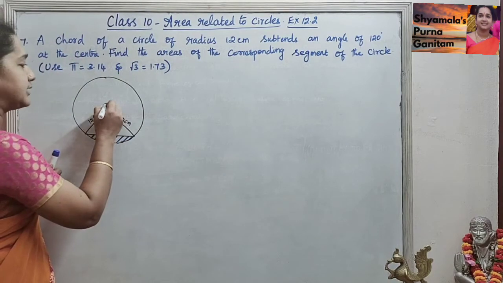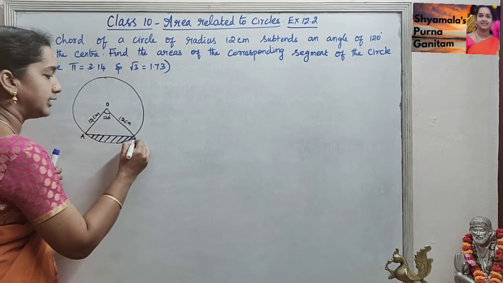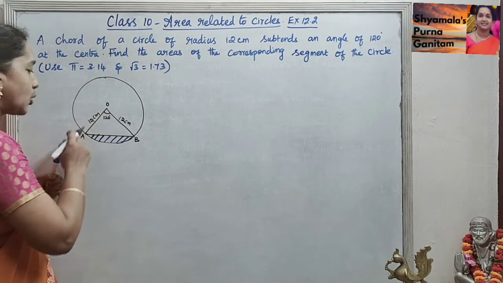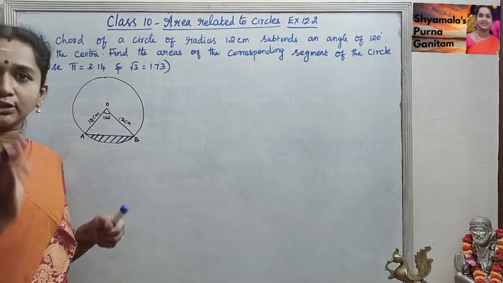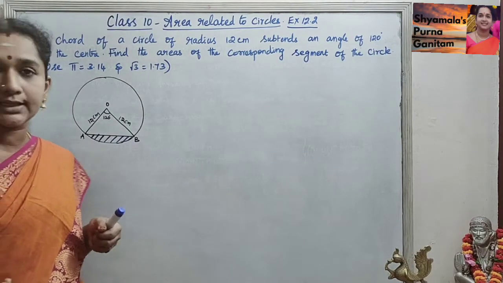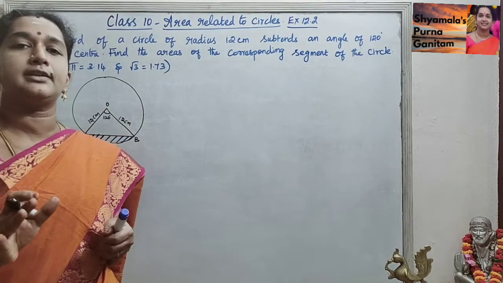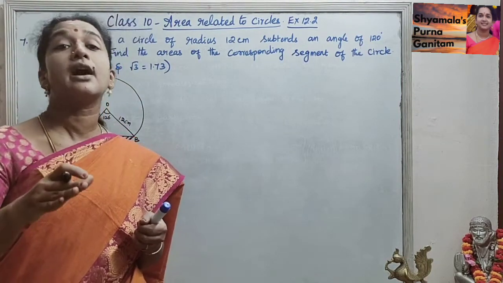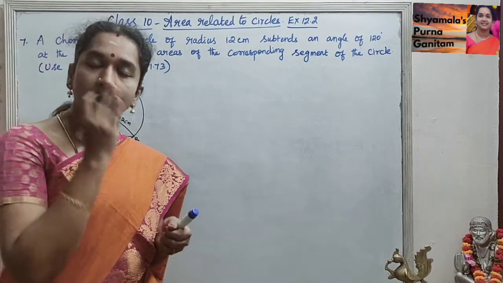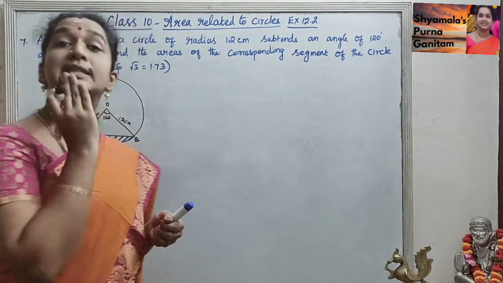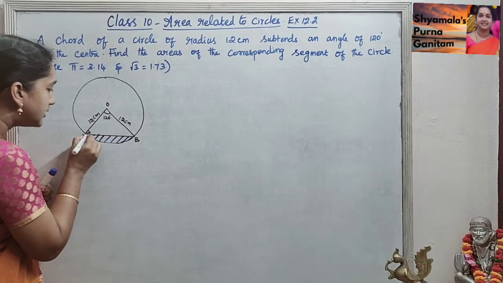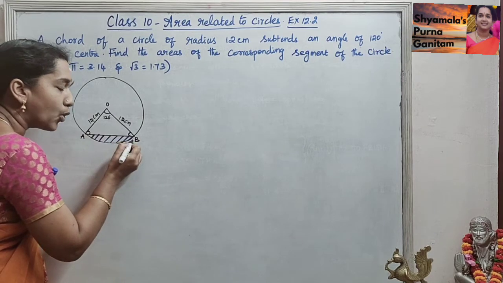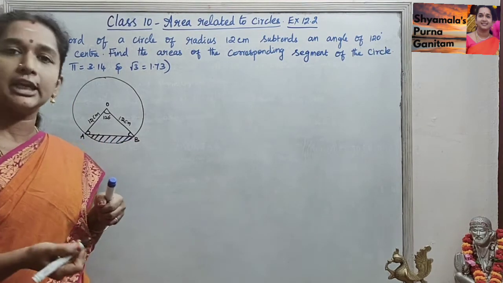So we will take this as O, A and then B. OA and OB are the radius of the circle. Since OA and OB are equal, it forms an isosceles triangle. We know the property of the isosceles triangle: the angles opposite to the equal sides are equal. So this angle and this angle will be equal, that is, angle OAB and angle OBA will be equal.